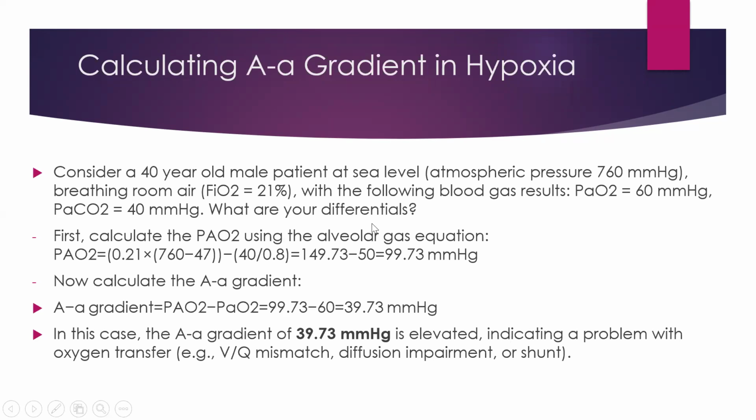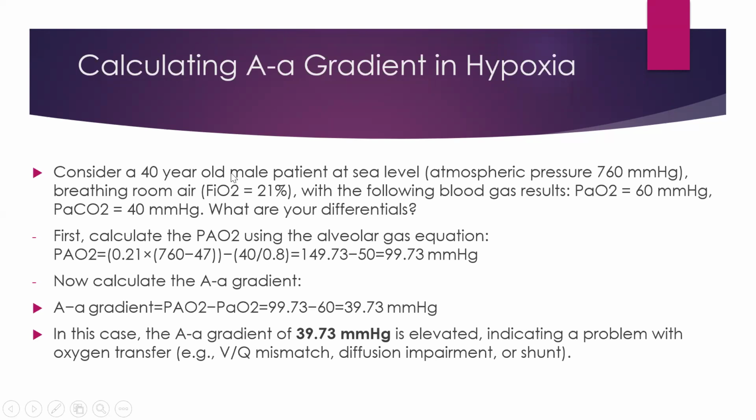Determining the kind of hypoxia will also help you to know the kind of therapy you're going to institute for this patient. So the first thing, we have the age of the patient. If you're going to use our formula, age over 4 plus 4, the normal A-a gradient for this patient will be 14. 40 over 4 is 10, 10 plus 4 is 14. This is what is expected.